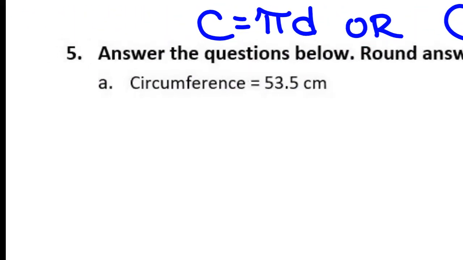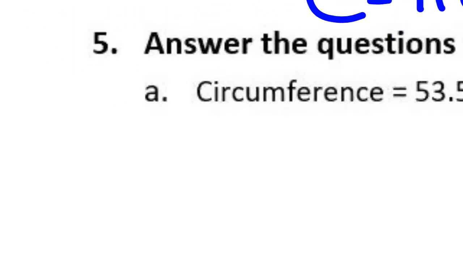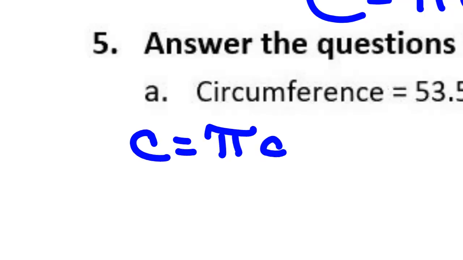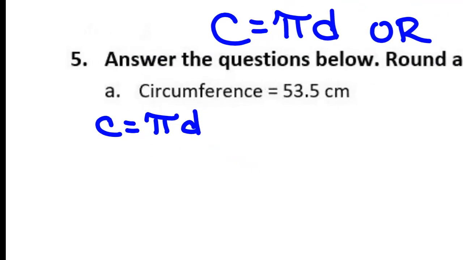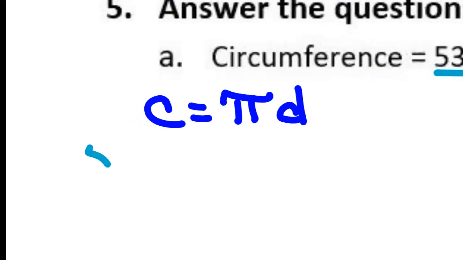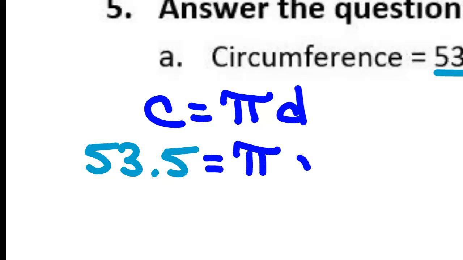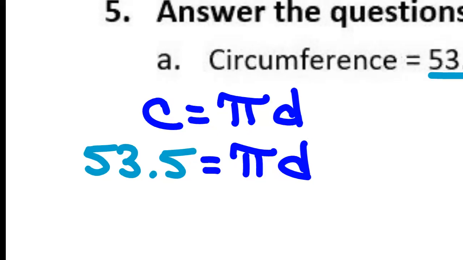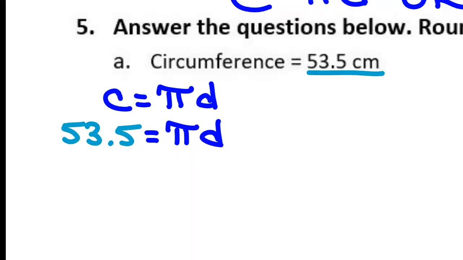All right, so if I know the circumference is 53.5 centimeters, circumference equals, I'm going to use pi d here. Usually works out better on my calculator if I use pi d than if I use 2 pi r. The circumference is 53.5. So 53.5 equals pi d. And then we're going to divide both sides by pi.